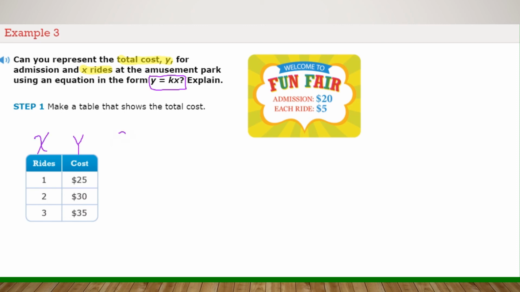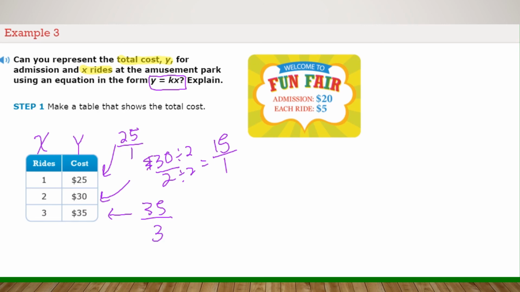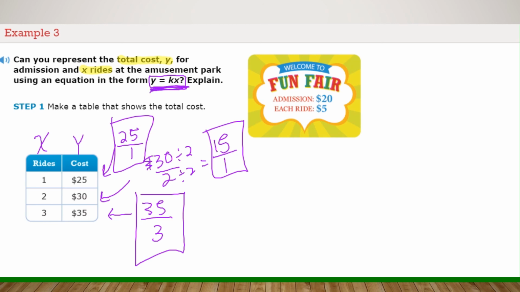So the first one, that will be 25 over 1. And then the second one, we will put 30 over 2, and then we can simplify that. And that will give us 15 over 1. And then the last one, we could put 35 over 3, and that is the simplest it can go. So notice we have 25 over 1, 15 over 1, and 35 over 3. Those are 3 different unit rates. So this lets us know this chart is not proportional. That means we cannot write it in a proportional equation. In order to write it in a proportional equation, we must have a constant of proportionality. And this chart does not show a constant of proportionality.